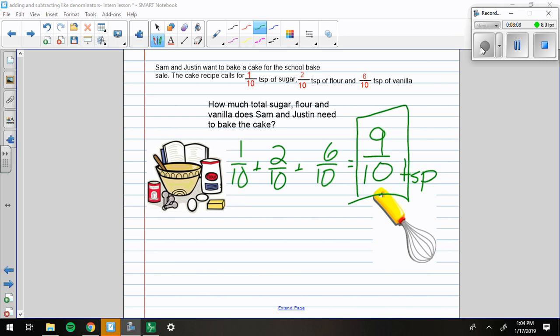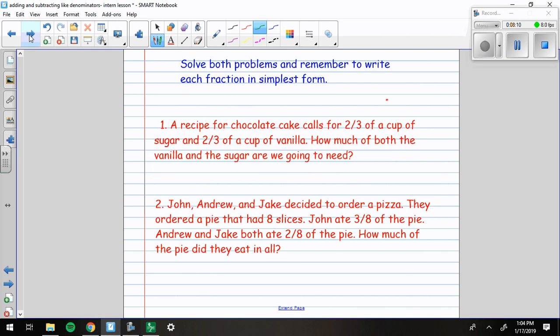All right, we have 2 more problems here. Solve both of these problems. Make sure your answers are regrouped if they need to be, and in simplest form if they need to be. Pause the video, do your work, come back with answers. 3, 2, 1, pause.